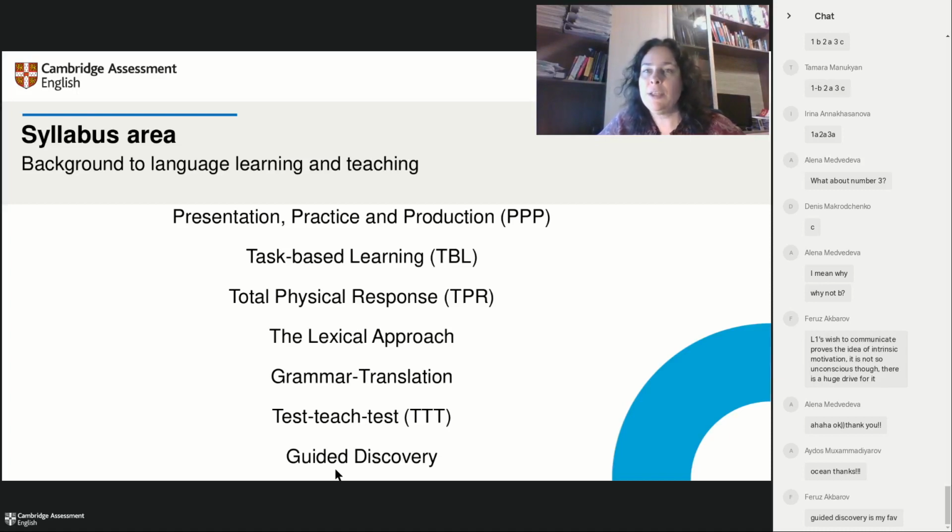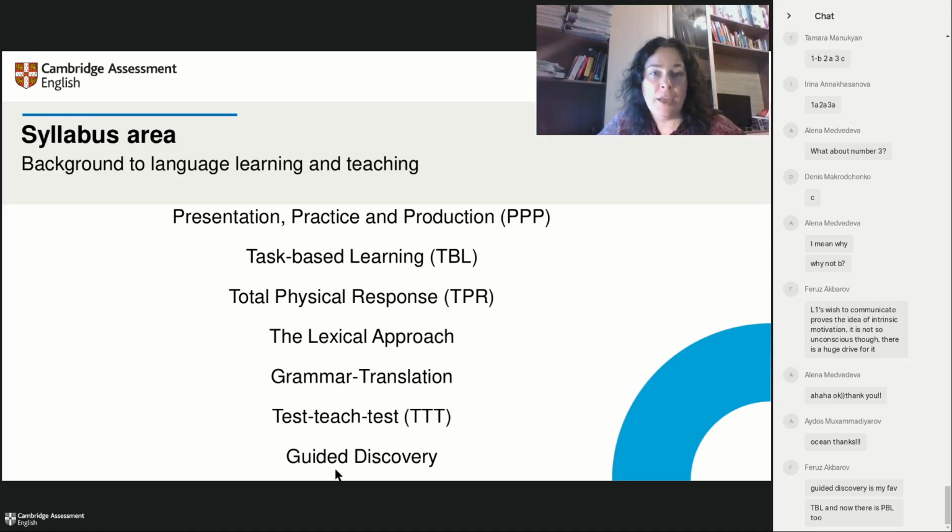Grammar translation is something that was used in the past, and probably in some schools you can still see a lot of grammar translation. It might be relevant for translators and interpreters, of course, but for building up confidence and developing communicative competence, that's not good enough. The lexical approach, which is really fashionable at the moment, like books appear based on that approach, highlighting the importance of teaching chunks and lexis in general.